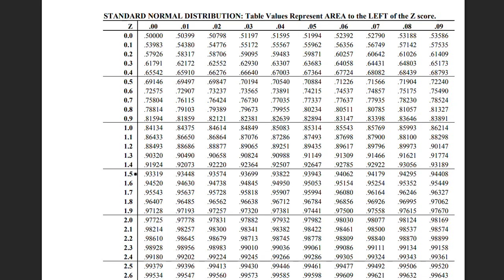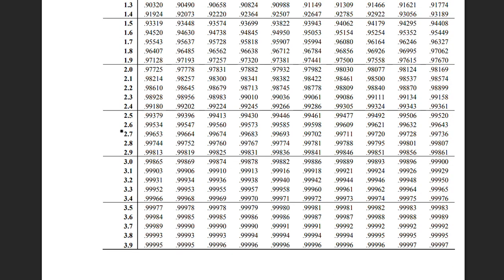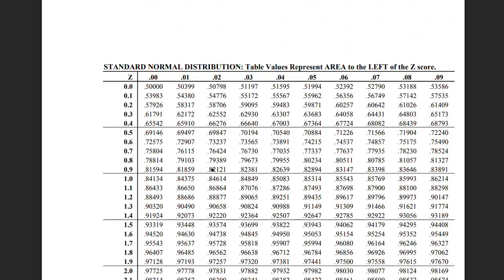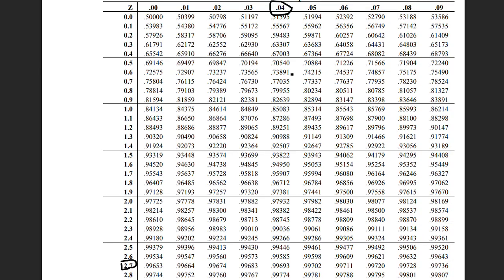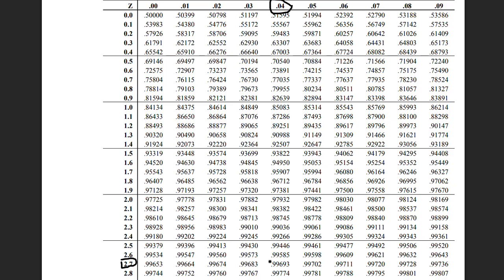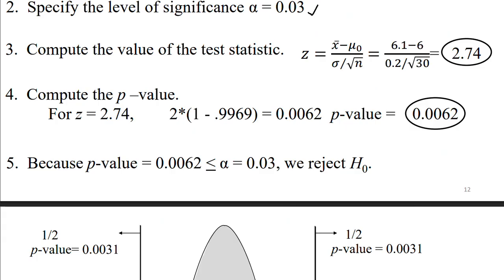All right, so we locate 2.7 on this side, right there, and then 0.04 on this side here, and that gives us a 2.74, and where these two intersect, 0.99693, that is the area to the lower tail given to us on a curve. And so 0.9969 is the area to the lower tail.